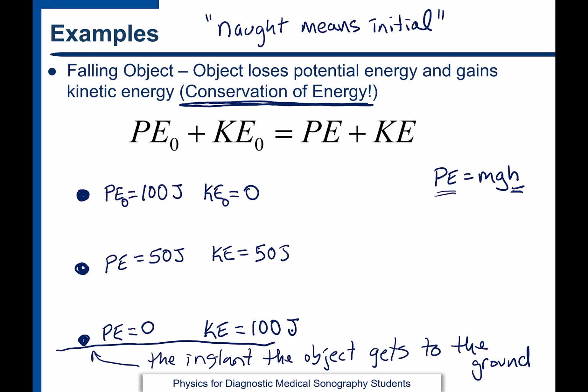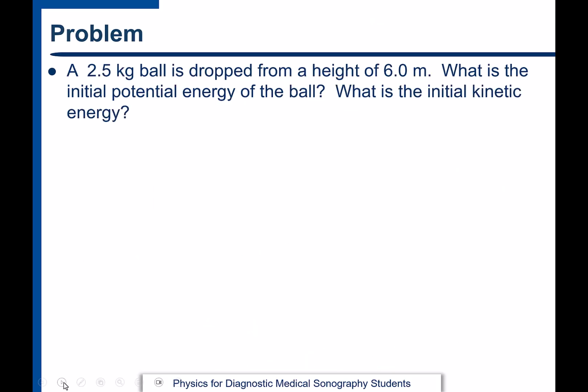Let's go ahead and try out a problem. A 2.5 kilogram ball is dropped from a height of 6 meters. What is the initial potential energy of the ball? What is the initial kinetic energy? Okay, so that's pretty straightforward.